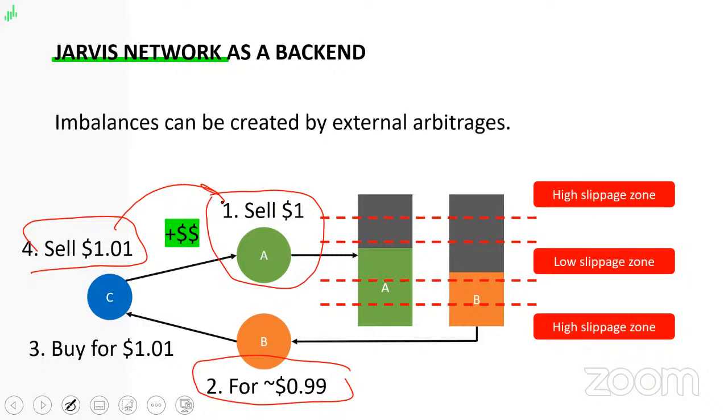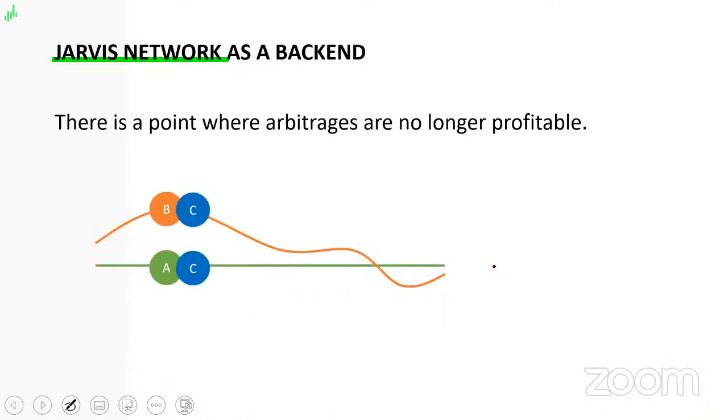You have people who will be looking for external liquidity. The external here is asset C, and they will just sell one asset, buy the other one, and make an arbitrage. And when you do that, when you sell asset A, you can see that the proportion of asset A in the pool has increased, and the proportion of asset B has decreased. So the problem is that those arbitrageurs are pushing the assets close to their low slippage zone boundaries.